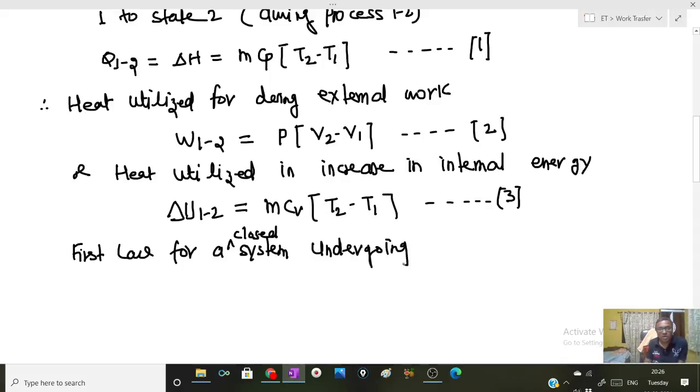undergoing a process 1 to 2, and what is the first law for a process? Q1 to 2 is equal to change in total energy plus work done.